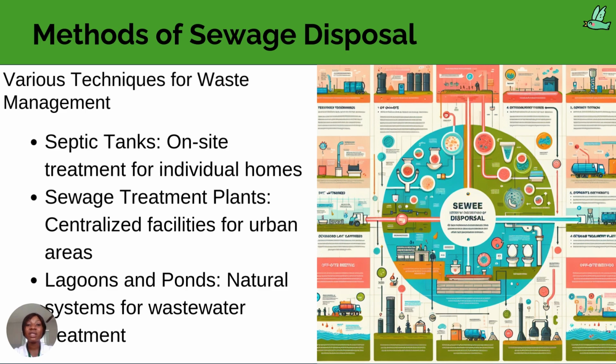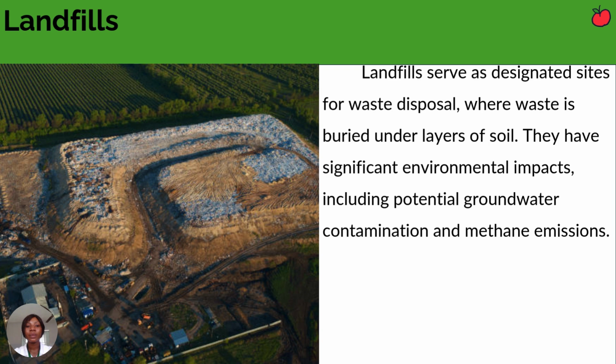Then we have methods of sewage disposal. As you know earlier, sewage has to do with liquid waste. It includes human feces and urine also. Now, we have various techniques for sewage waste management. One includes the septic tanks, which is on-site treatment for individual homes, sewage treatment plants, centralized facilities for urban areas. We have lagoons and ponds, which are the natural systems for wastewater treatment.